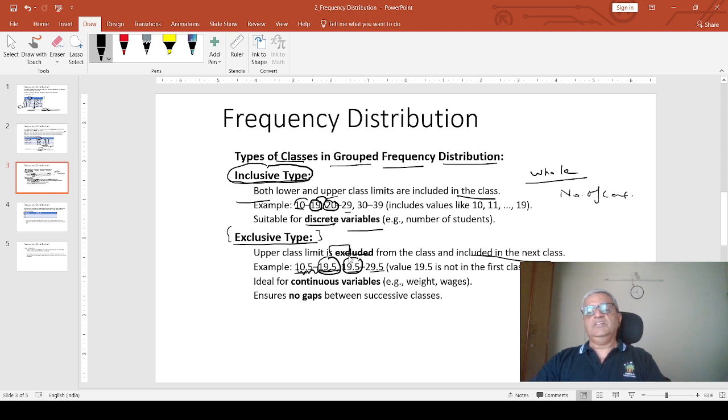Now, most importantly, there is no gap. There is an overlap. The upper band of the previous class is the same as the lower band of the next class, right? This is ideal for continuous variables, like weight, wages. What are continuous variables? Those are real numbers having fractions. There are no gaps between the successive classes. So two types of classes in grouped frequency distribution: inclusive type and exclusive type.